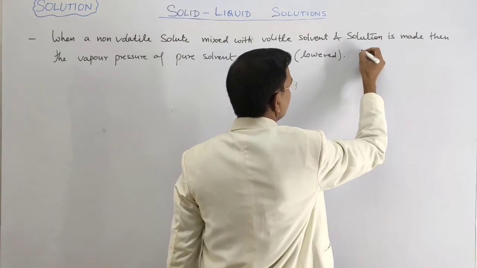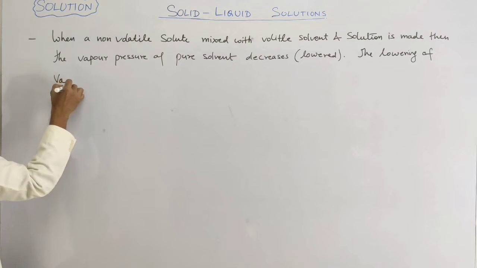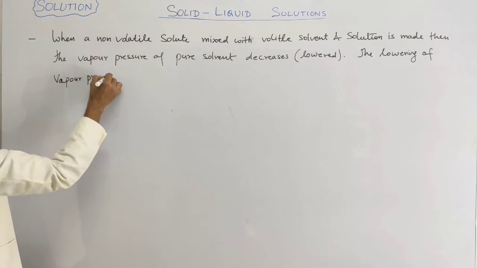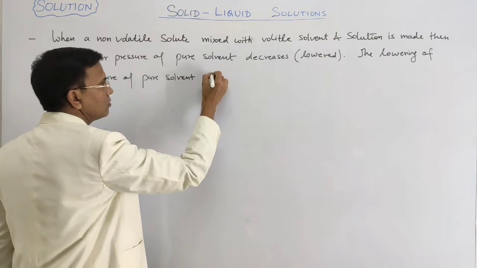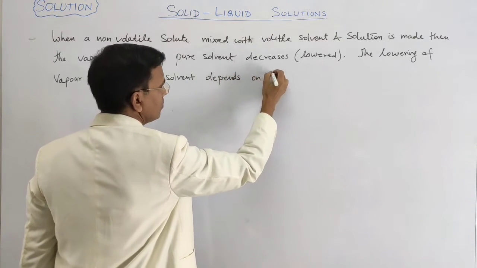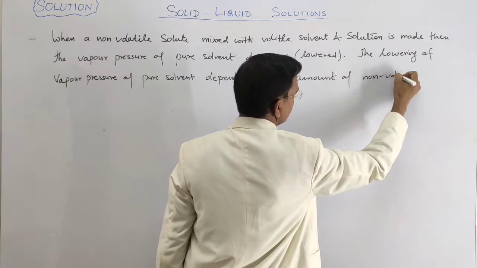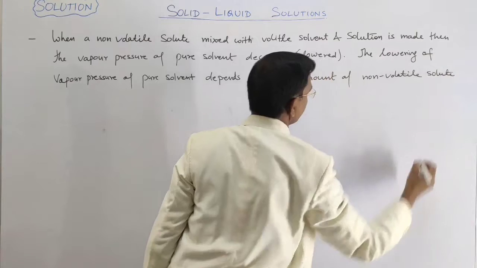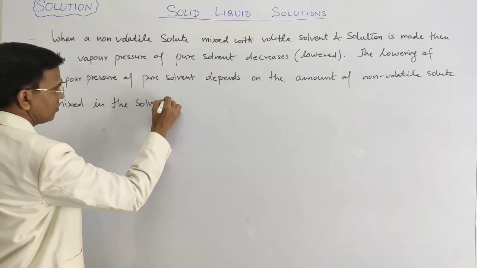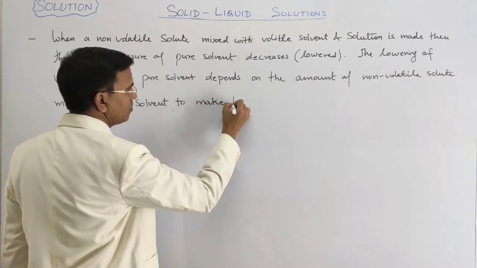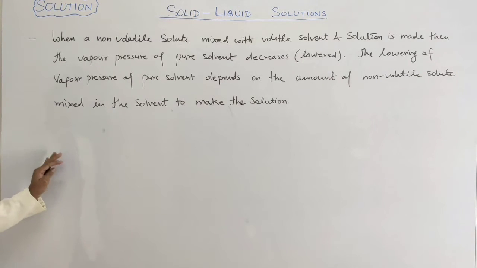Right? The lowering of vapor pressure of the pure solvent depends on the amount of non-volatile solute mixed in the solvent to make the solution. Right? So, why does this lowering of vapor pressure take place?